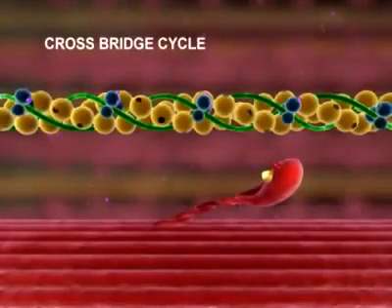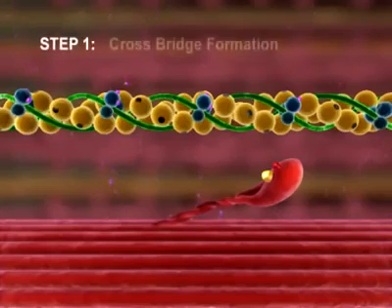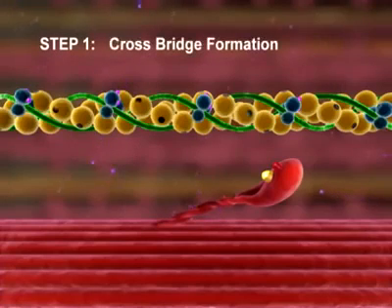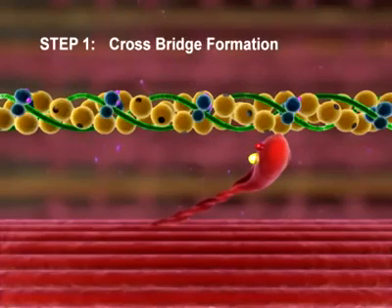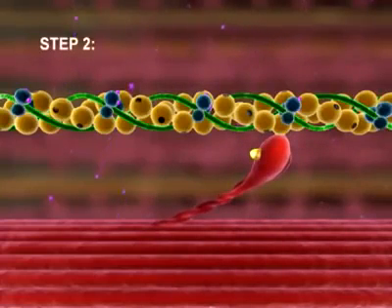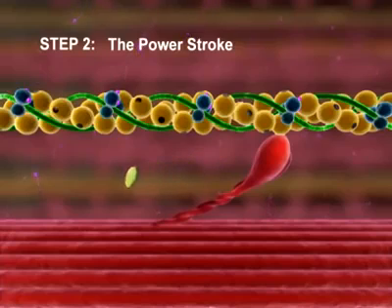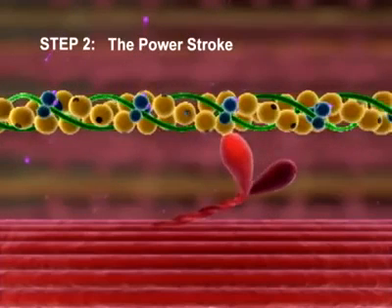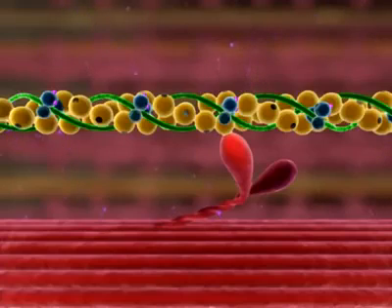A cross-bridge cycle may be divided into 4 steps. Step 1. Cross-bridge formation. The activated myosin head binds to actin, forming a cross bridge. Inorganic phosphate is released, and the bond between myosin and actin becomes stronger. Step 2. The power stroke. ADP is released and the activated myosin head pivots, sliding the thin myofilament toward the center of the sarcomere.